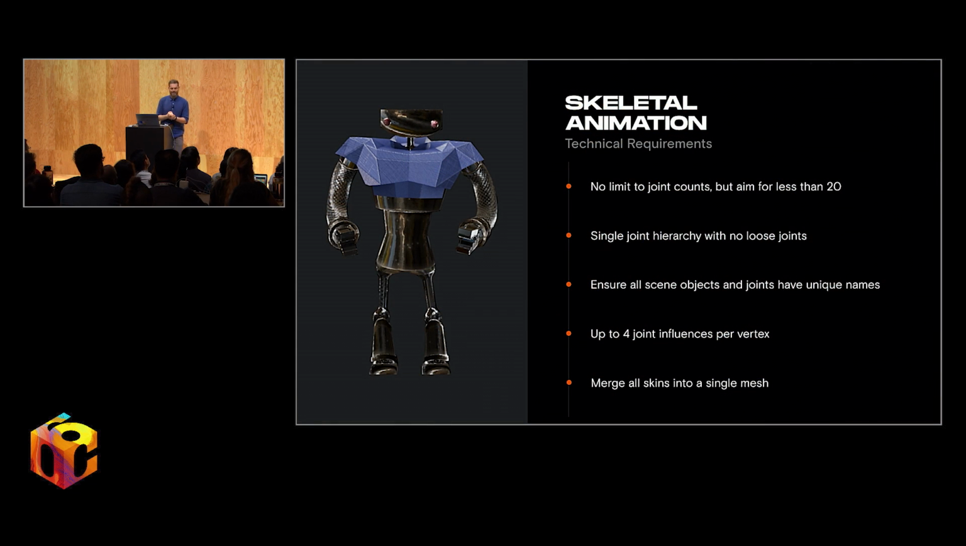You should try to ensure that all of your objects have unique names, including the joints. If they have the same names, they're going to get scrambled a little bit when they come into Spark. Each skin vertex can be influenced by up to about 4 joints. And you should try to merge all skins into a single mesh before binding them to your skeleton. Again, just for performance reasons, and it keeps things clean.